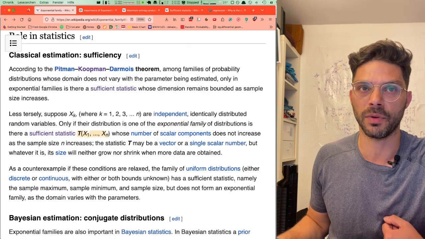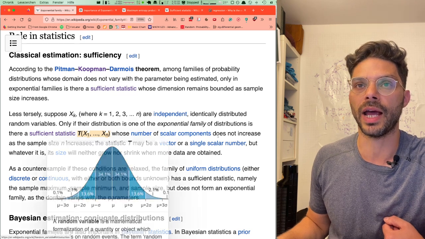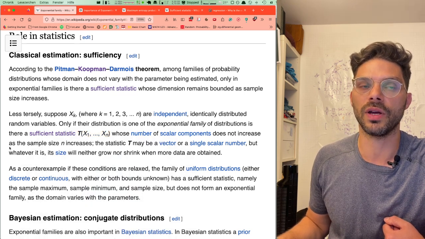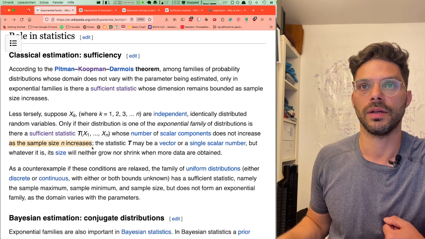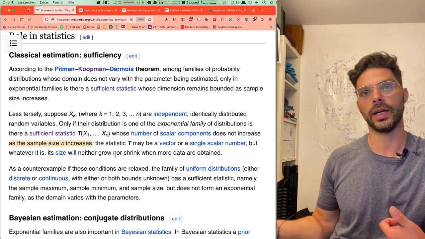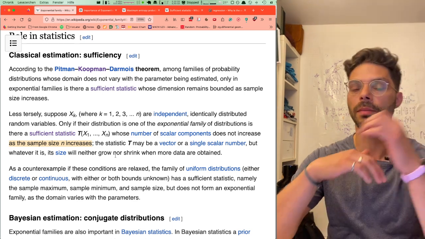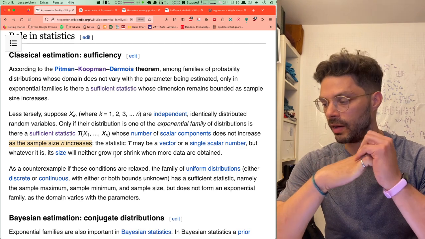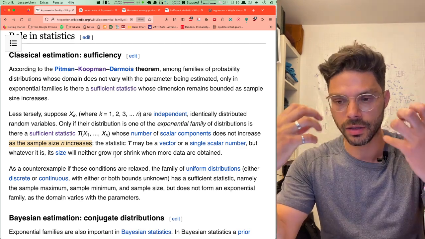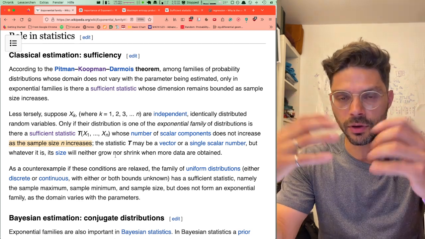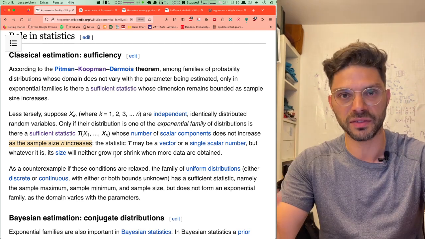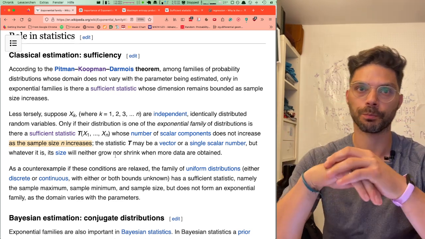This is some summary of those data points whose number of scalar components does not increase as the sample size increases. It can be a vector or a single number, but whatever, its size will neither grow nor shrink when more data are obtained. And that's really quite remarkable, right? That's an amazing property to have. No matter how big your data set is, all you need for estimating the parameter you're interested in is that fixed size sufficient statistic.